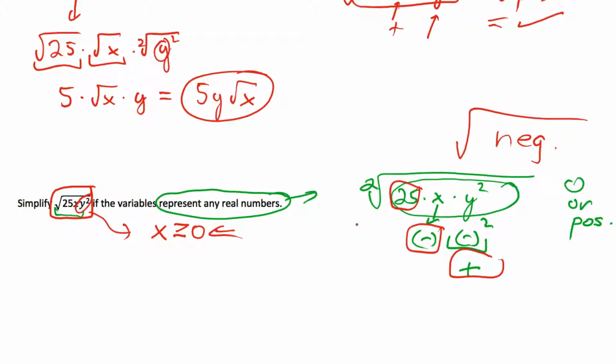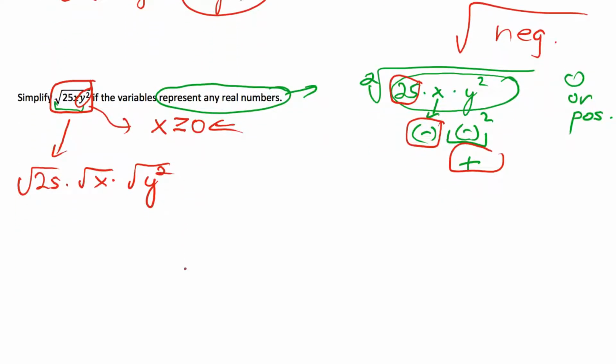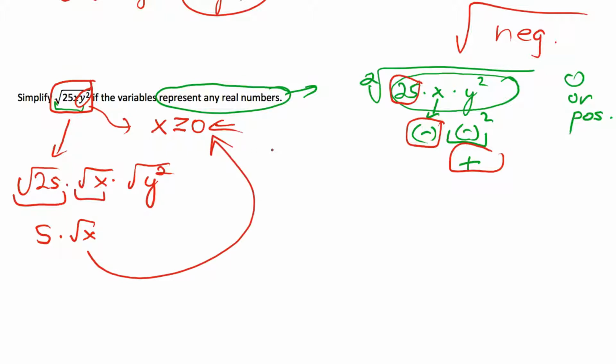Okay? All right, now we can break up our radical expression into its component parts, as we did above. Does anything change? This is 5. This is the square root of x, with the condition that x must be positive or 0. And the square root of y squared, because y can be a negative, we know that's going to be the absolute value of y. And so therefore our expression reduces to 5 times the absolute value of y times the square root of x.